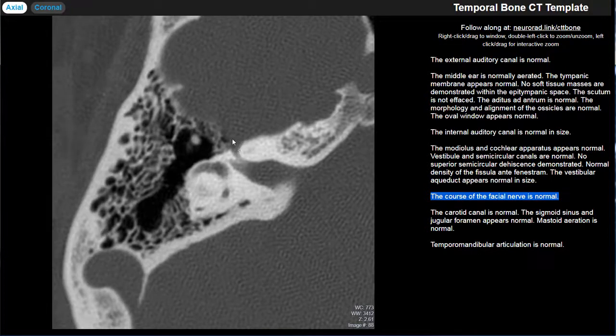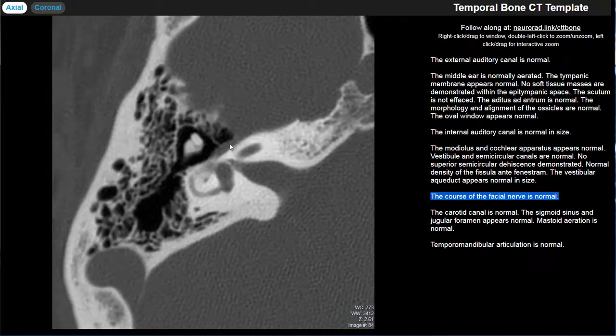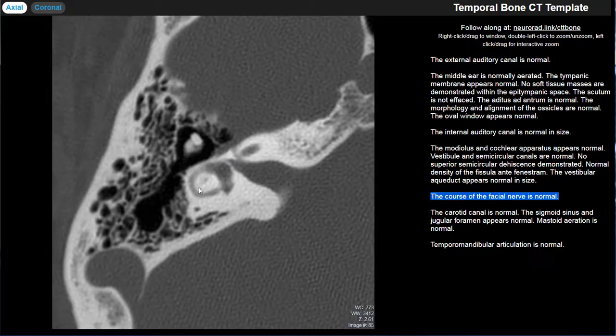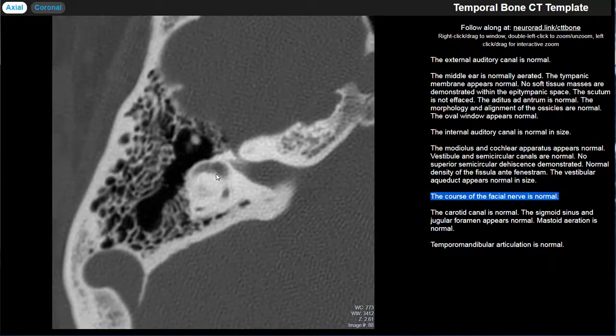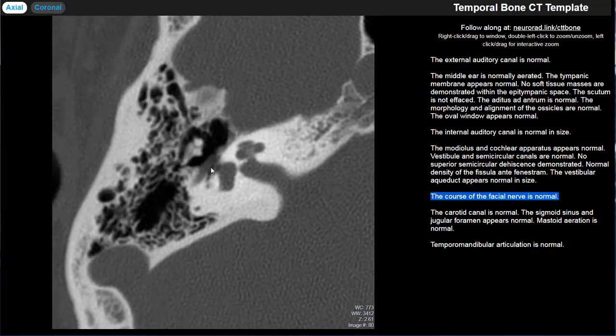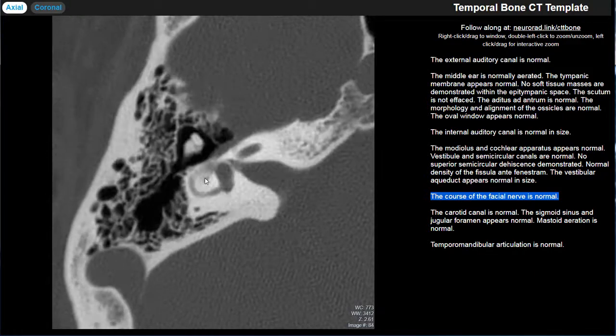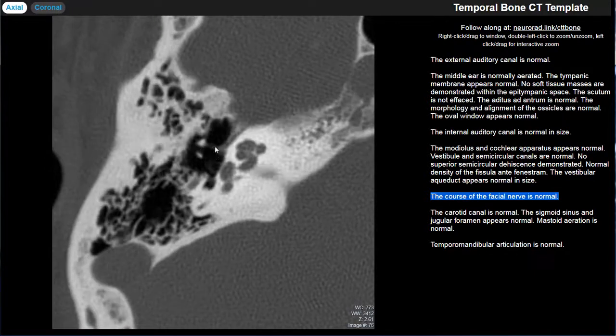Then it's going to become the geniculate ganglion, which you can kind of see a shadow of here. And then it's going to make a 270-degree turn, and it's going to course under the lateral semicircular canal that you see here as the tympanic segment. Now, a helpful thing to know is that the prefix tymp means middle ear. So anytime you hear something with the prefix tymp, more than likely it's referring to a structure in the middle ear. So the tympanic segment of the facial nerve runs through the middle ear.